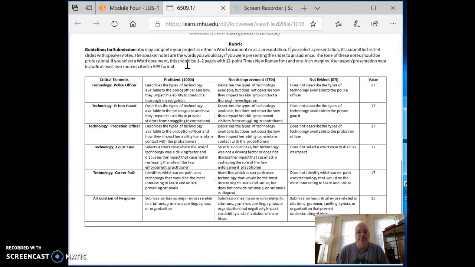Then you have the court case. Select a court case, one of those 3. Discuss the impact the case had in reshaping the role of law enforcement. Couple lines. Once again, this is not a thesis. Just get to the point. No fluff. Get right to the point. Identify the technology career path. This is up to you, your preference. Which career path uses technology that would be most interesting to learn and utilize? What will be most interesting to you and why? Just write one sentence. I find this one interesting because, boom.